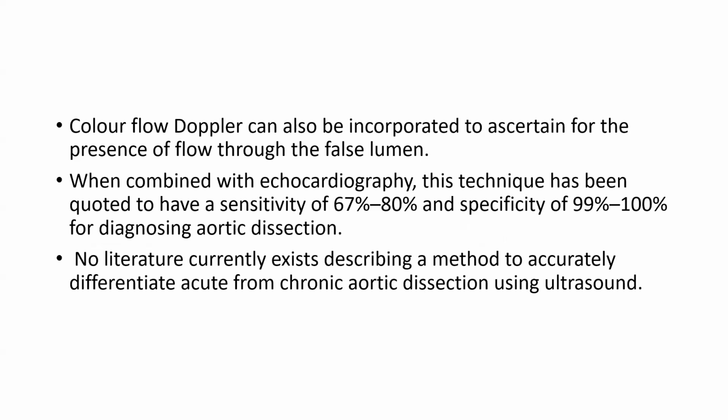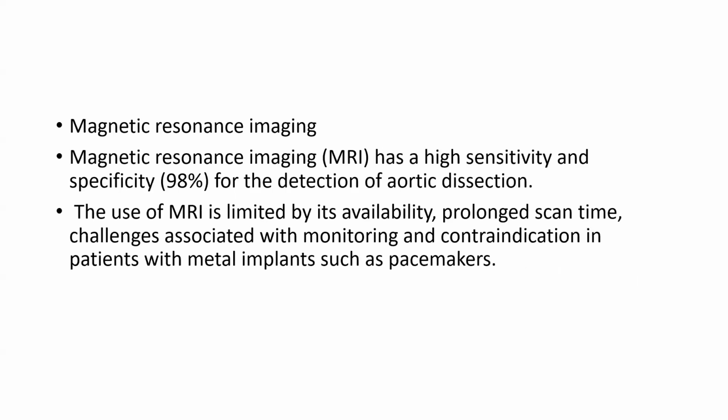No literature currently exists describing a method to accurately differentiate acute from chronic aortic dissection using ultrasound. Now, about magnetic resonance imaging. Magnetic resonance imaging has a high sensitivity and specificity for detection of aortic dissection. The use of MRI is limited by its availability, prolonged scan time, challenges associated with monitoring, and contraindication in patients with metal implants such as pacemakers.